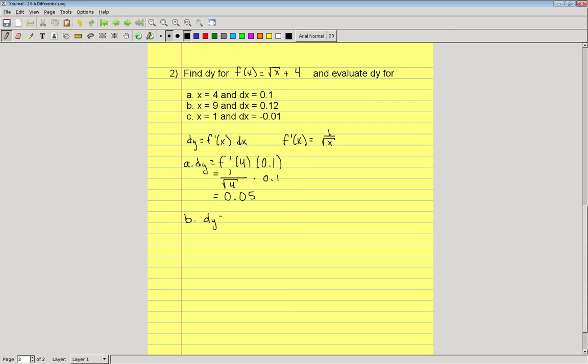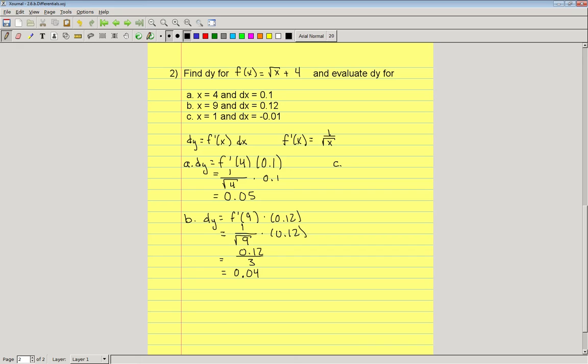For part B, to get dy, we calculate f prime of 9 times 0.12. We get 1 divided by the square root of 9, which is equal to 3, times 0.12. So we have 0.12 divided by 3. And we know that 12 is evenly divisible by 3, so this tells us that our result is 0.04 for simplifying this expression.